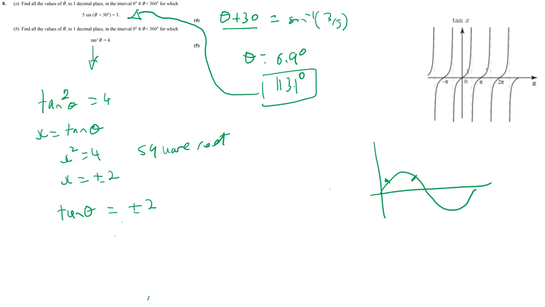So if we add 180, we should get the other value, so 243. So 243, okay, so we have one value at 243.43 and 63.43.